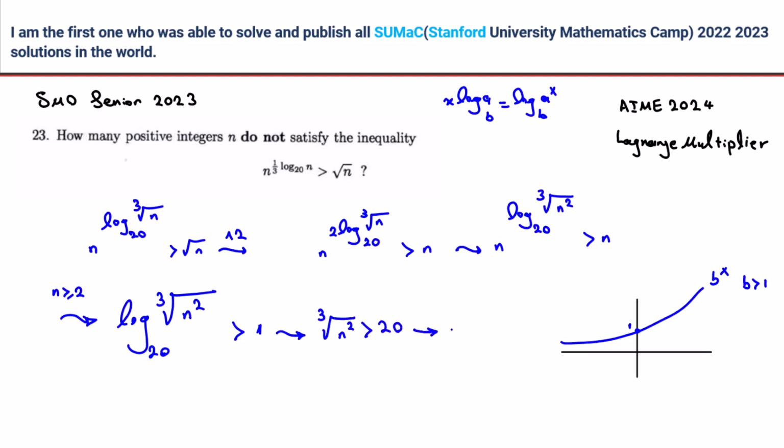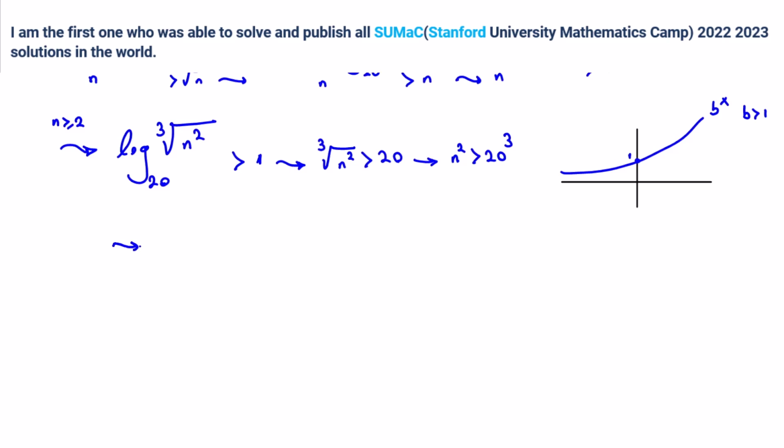You get n squared must be bigger than 20 cubed. N squared and 20 cubed, not cube root of 20. Yes. Then what? So n has to be bigger than square root of 20 cubed. 20 cubed is 8,000. Do you know how I told you the algorithm to calculate the square root?